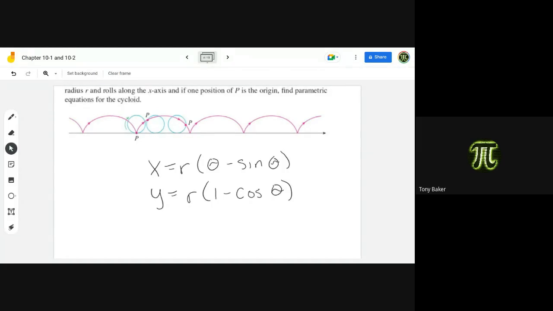So the r is the radius of the circle. So whatever circle you're dealing with, that's the r. So that's a known entity when you're writing the equation. You'll know the radius of it. The thetas and stuff will actually create the actual graph afterwards. That's your parameter.